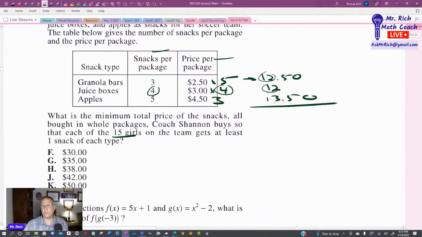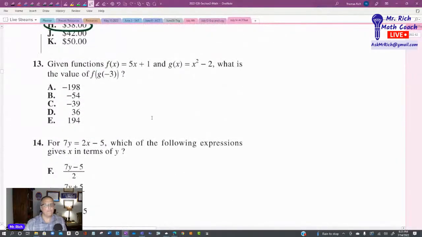This is 24, 34, 37. I'm looking at 38. I like that answer, 38. Double checking here. Okay, that looks good. I'm going to move on to the next one.